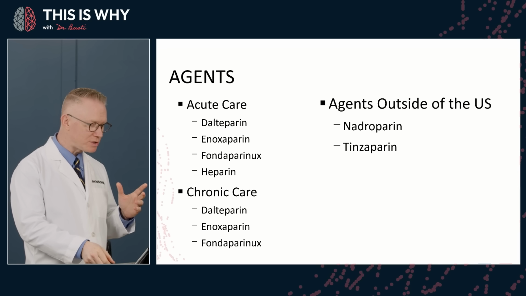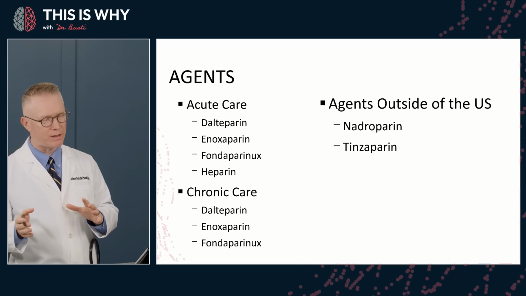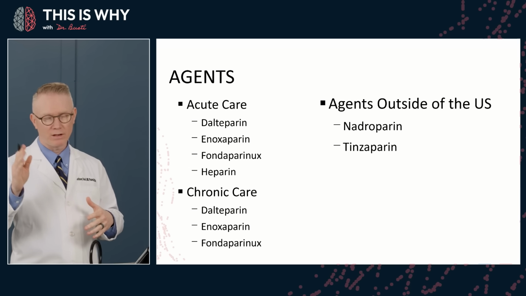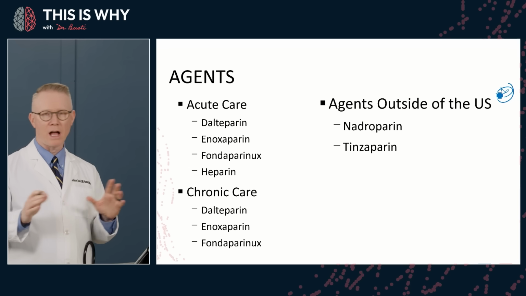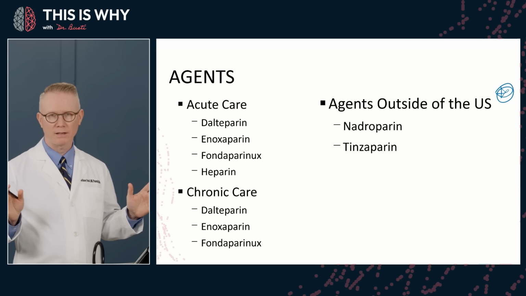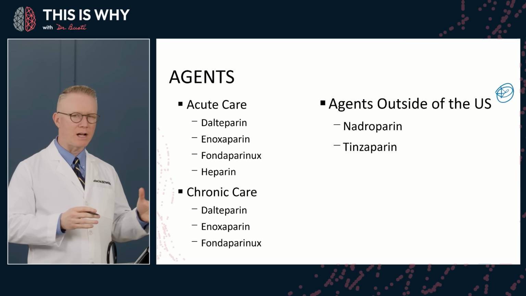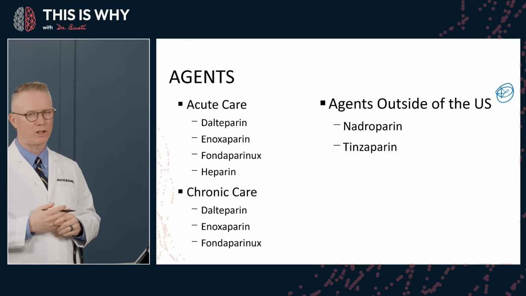Now, what I try to do is break it down into the agents that we use in the acute care predominantly environment versus chronic care environment. And then I even list over here on the right side of the screen options that are available outside the United States, like Tinzaparin, right? We don't have that here in the United States. Now, Dalteparin, Enoxaparin, Fondaparinux, and unfractionated heparin are more common in the acute environment.